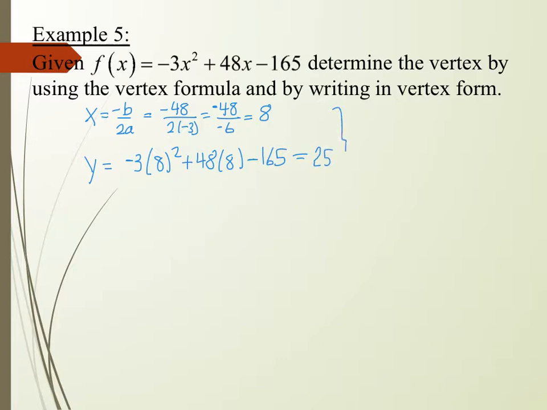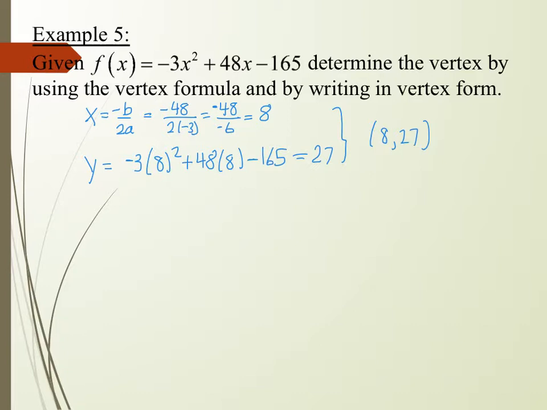So now our vertex actually is, guess what? 8, 27. Oh, I see, I made a mistake. I put down 25, and it's really just 27. So there's our vertex. Okay.